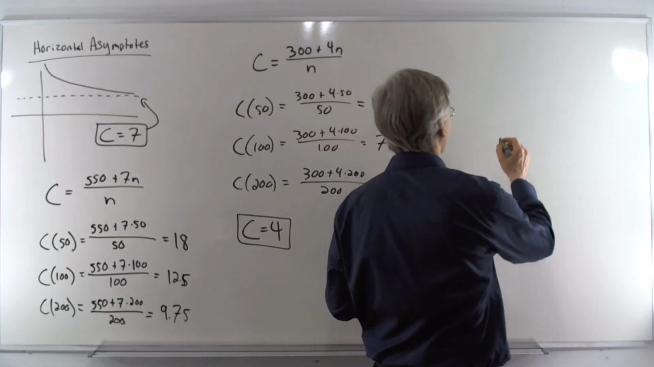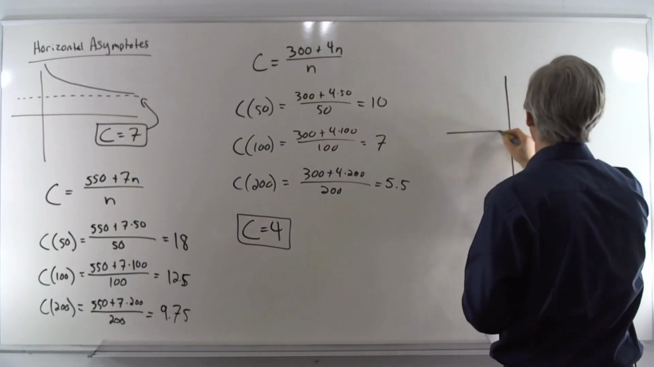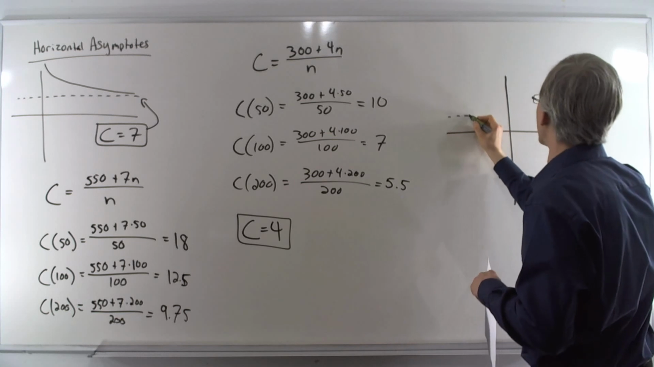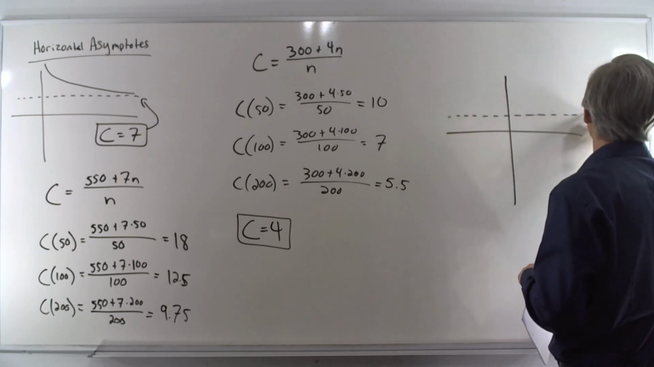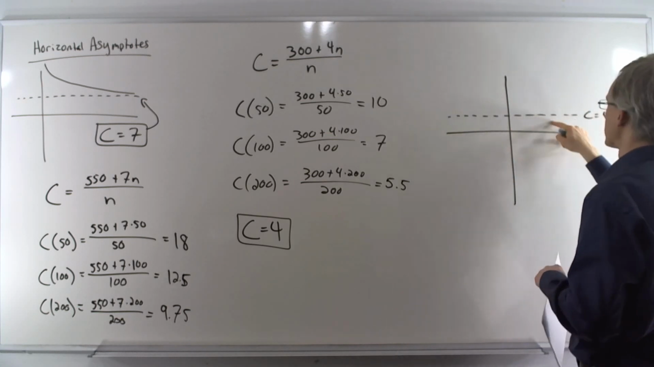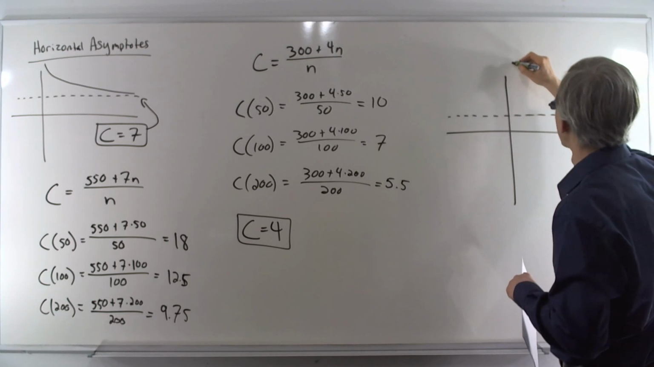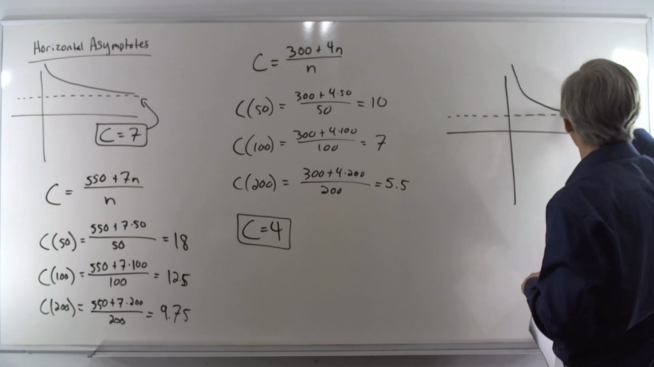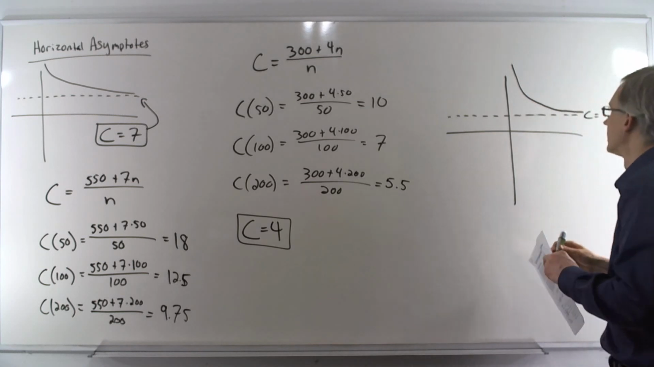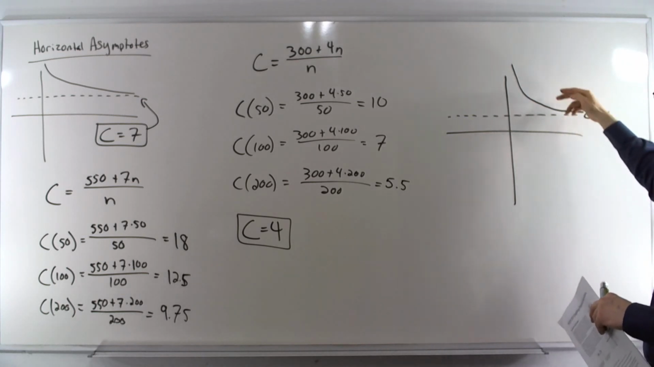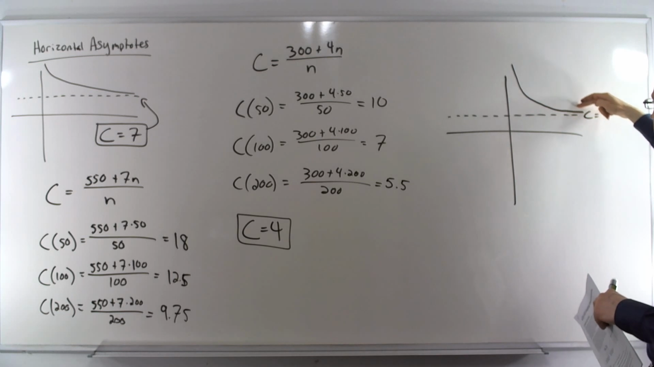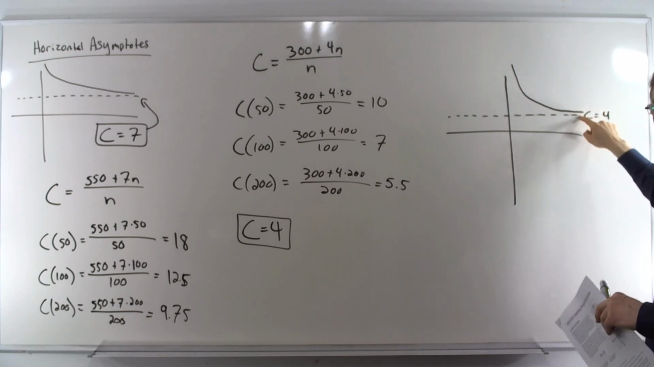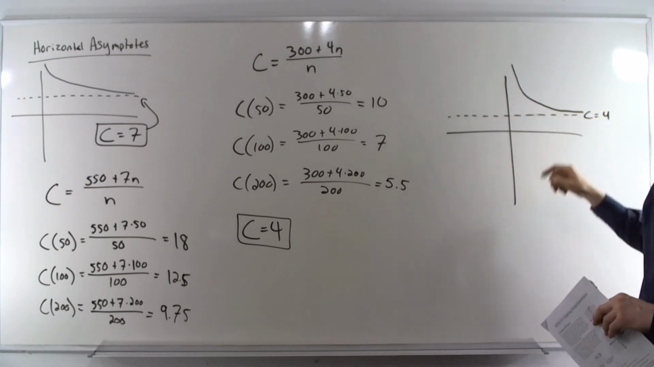So if we were to graph this thing, all right, we've got C equals 4 here. Here's our asymptote. We're going to have some kind of graph that's going to come down. As we go off to the right, it's just going to get closer and closer to 4. So the more guests we have, the closer to $4 per guest the cost approaches.